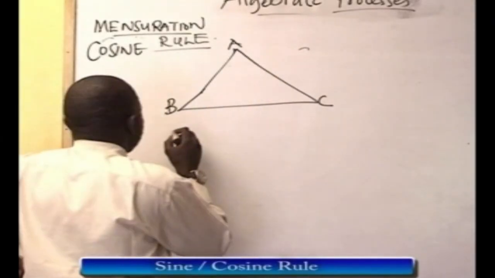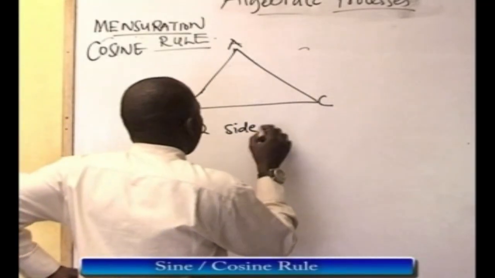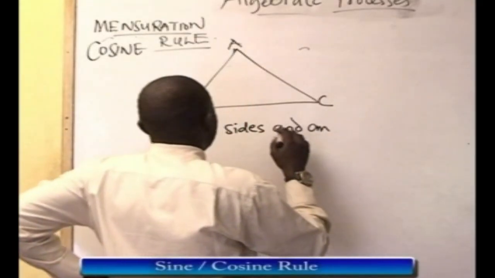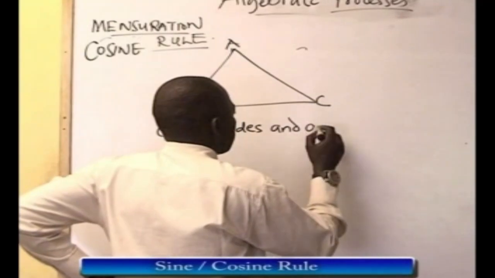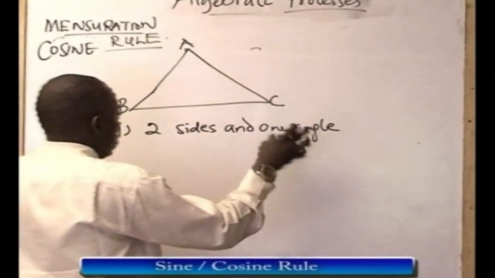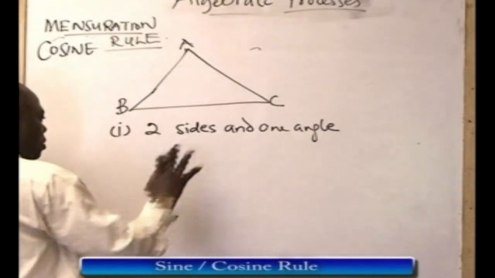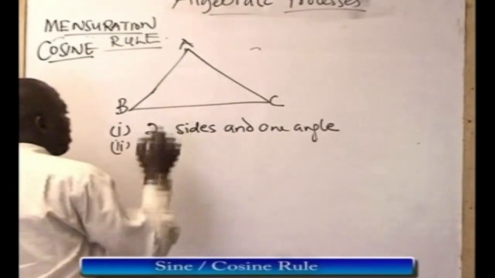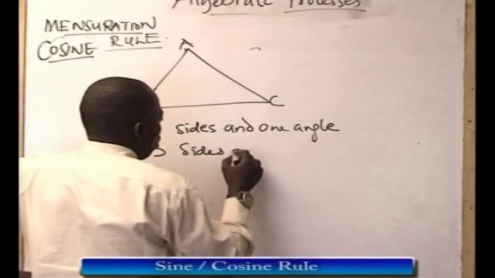Either you'll be given two sides and one angle, and the caveat is that the angle you're supplied with has no relationship with the two sides. The second situation, in which the cosine rule can be applied, is where you'll be given three sides and no angle.